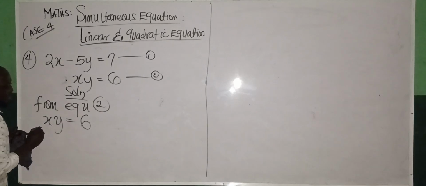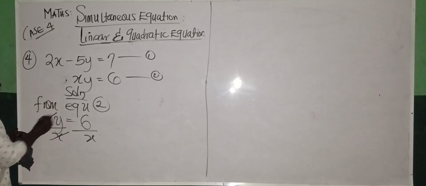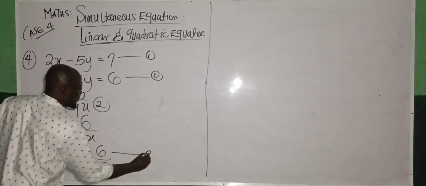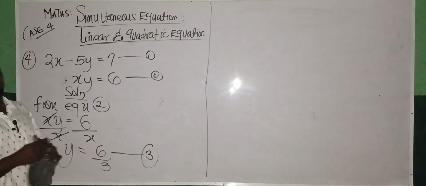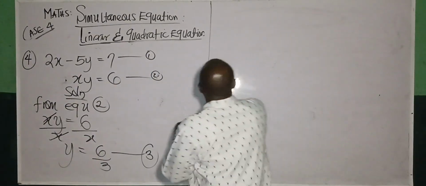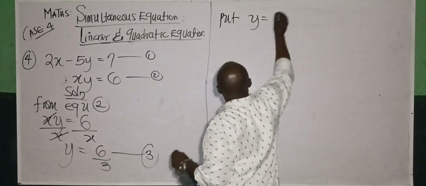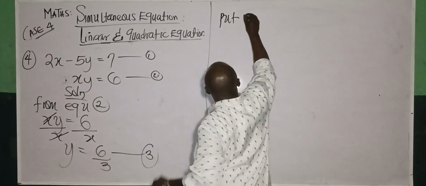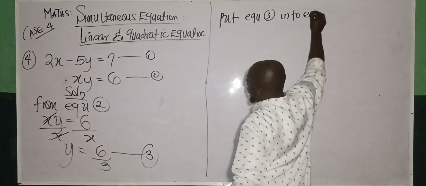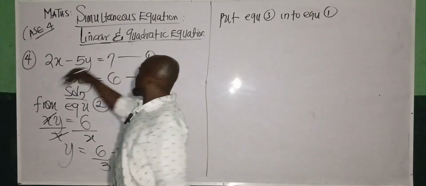So here, I want to make y the subject of the formula, divided by x, divided by x. So when this cancels this, y becomes 6 over x. So here becomes my equation 3. Next up here, I will now put equation 3 into equation 1. Remember, I did not use equation 1 to do anything. So it's up to you.